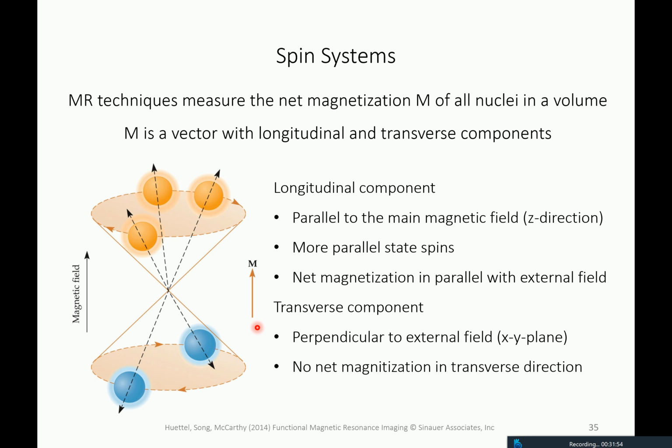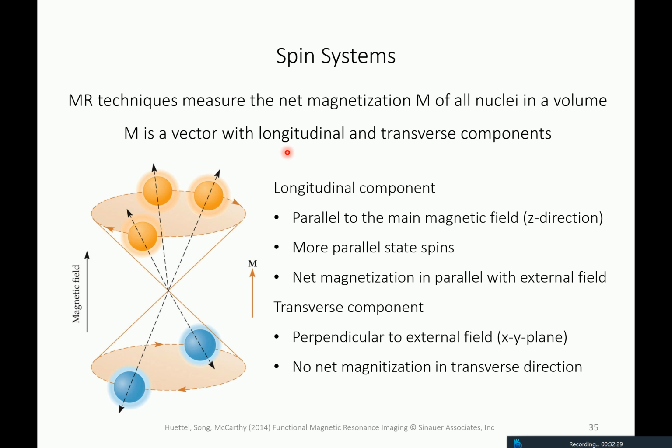Now this vector has of course 3 components, and they come with specific labels, and this is also something one should get used to. So if you think about a 3D Cartesian coordinate system with x, y, and z, the z direction is called longitudinal, which goes in line with the fact that the z direction in MR imaging is always along the magnetic field lines.